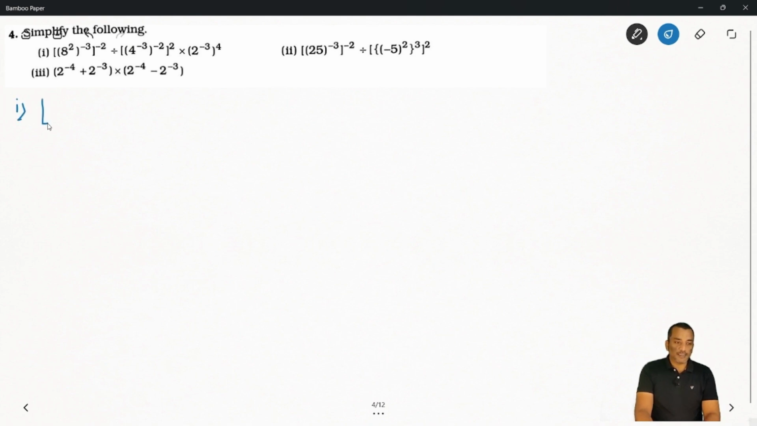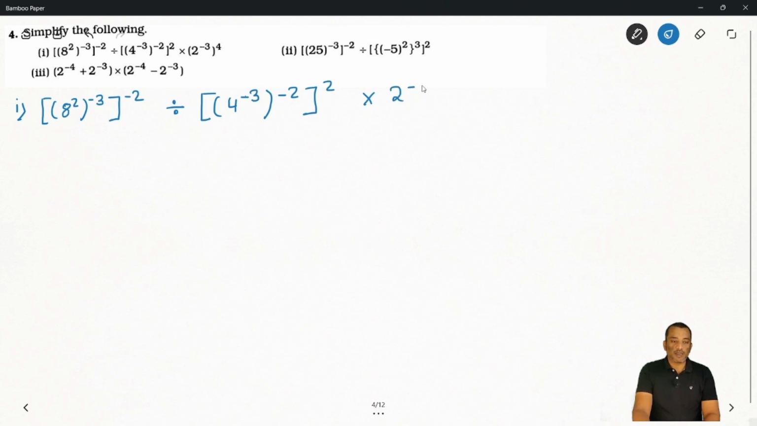So here it is saying square bracket 8 square and whole you have minus 3 and then square bracket minus 2 divided with, you can say square bracket then 4 times 4 bracket power minus 3 bracket close minus 2 and again square bracket close 2 and multiply with 2 to power minus 3 bracket close minus 4. This is a very important question, so be careful.